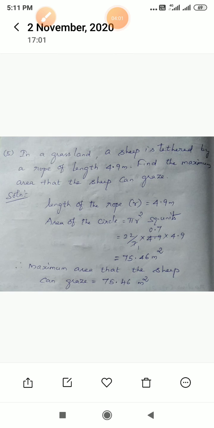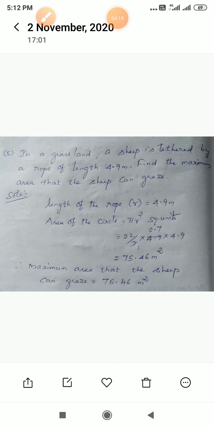Fifth one, in a grassland, a sheep is tethered by a rope of length 4.9 meter. Find the maximum area that the sheep can graze. Solution, taking the length of the rope as the radius of the circle. So r is equal to 4.9 meter.